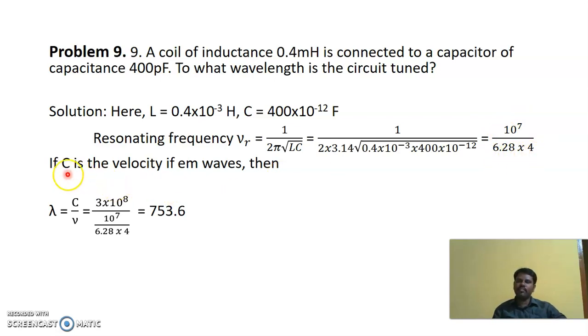Now, if we assume C is the velocity of the electromagnetic waves, then the relationship between wavelength, frequency and velocity is given by lambda is equal to C over nu. C is 3 into 10 power 8. Nu is 10 power 7 divided by 6.28 into 4. Substituting in this equation, we will find the wavelength to be 753.6 meter.